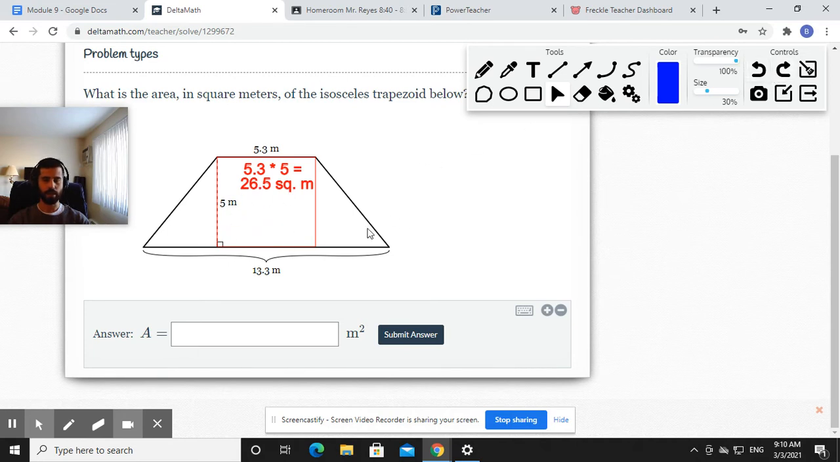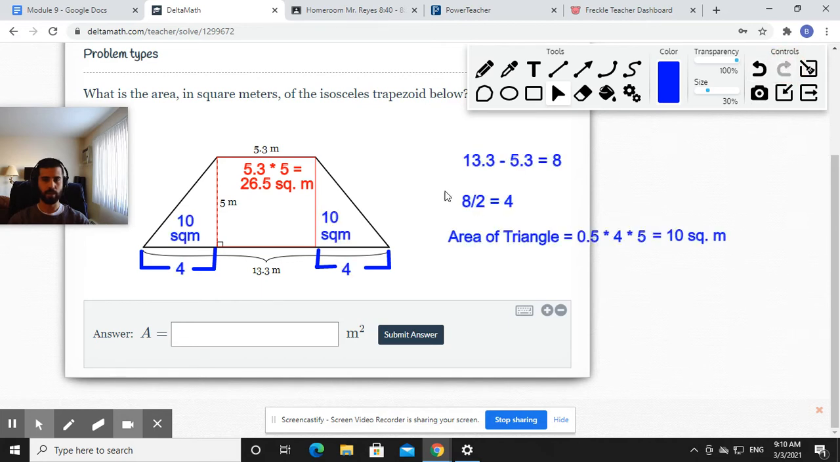Now looking at the triangles on the side, we first need to figure out, okay, what's this right here? What is the base? We already know the height is 5 meters. So the base, we find out by doing 13.3 minus 5.3, because we know this spot right here is 5.3. We want to know how much is left over. I did 13.3 minus 5.3, made 8, and 8 divided by 2 because it's two different sides, and that is 4 on both sides.